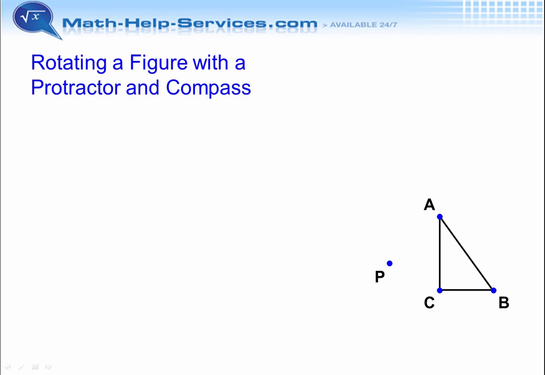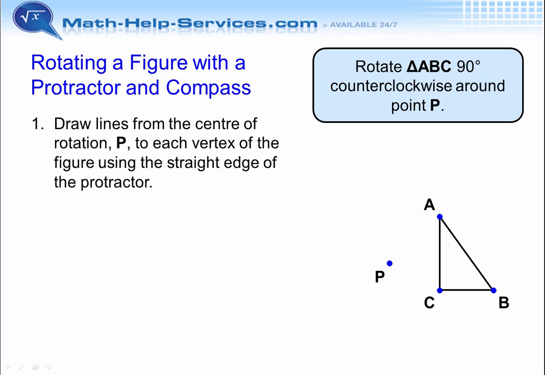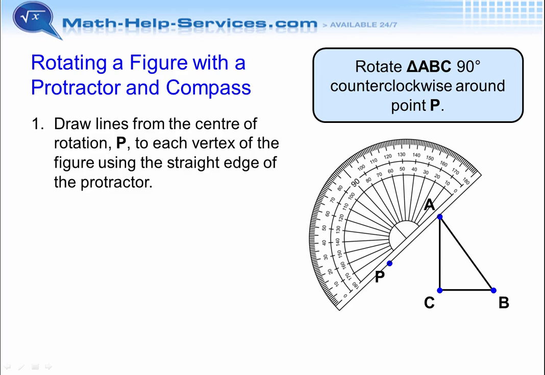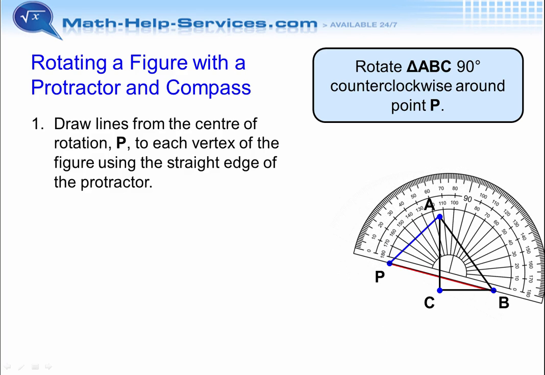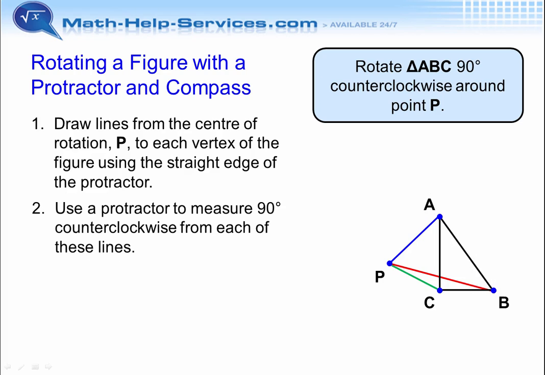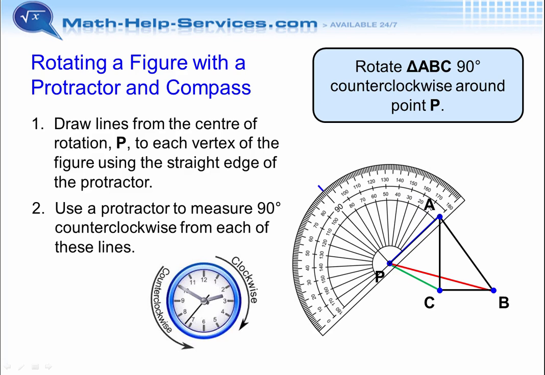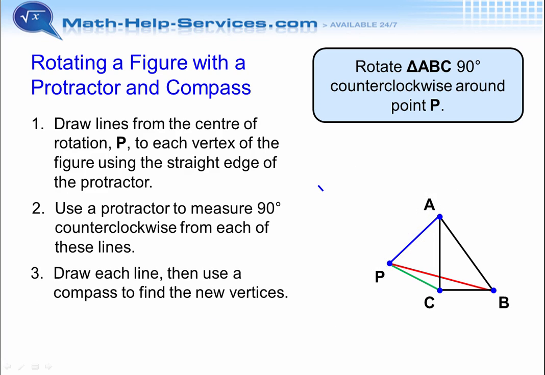Rotating a figure with a protractor and compass. Rotate triangle ABC 90 degrees counterclockwise around point P. First, draw lines from the center of rotation, P, to each vertex of the figure using the straight edge of the protractor. Like so. Now use a protractor to measure 90 degrees counterclockwise from each of these lines. Don't forget the directions, clockwise and counterclockwise. So our first will be rotated to here.